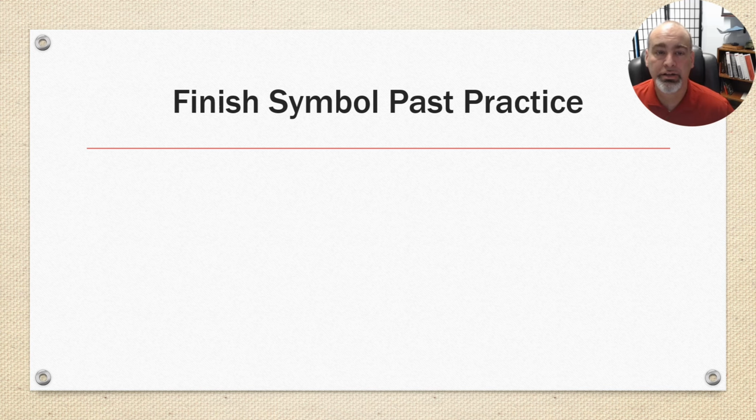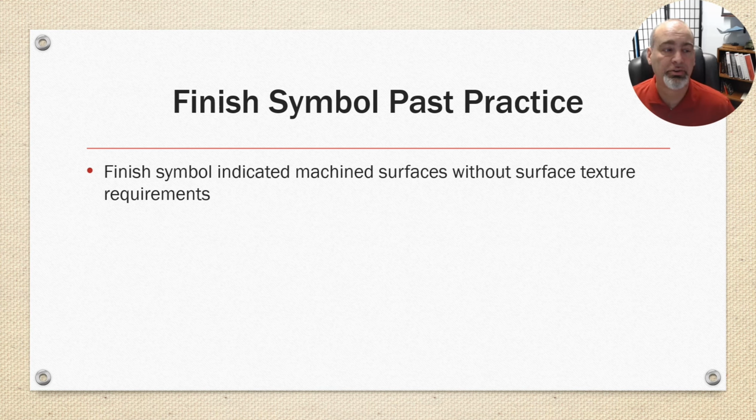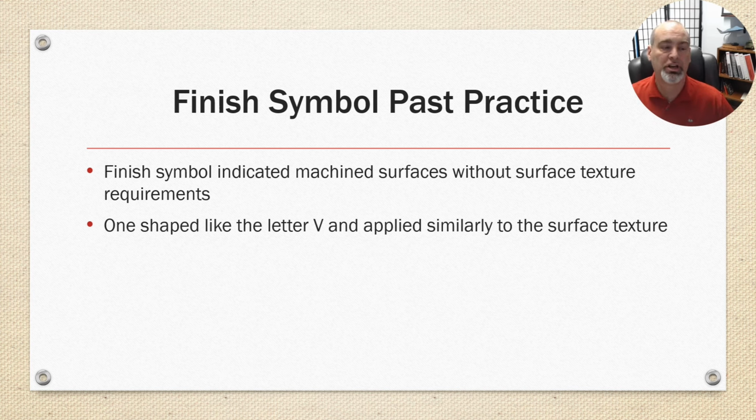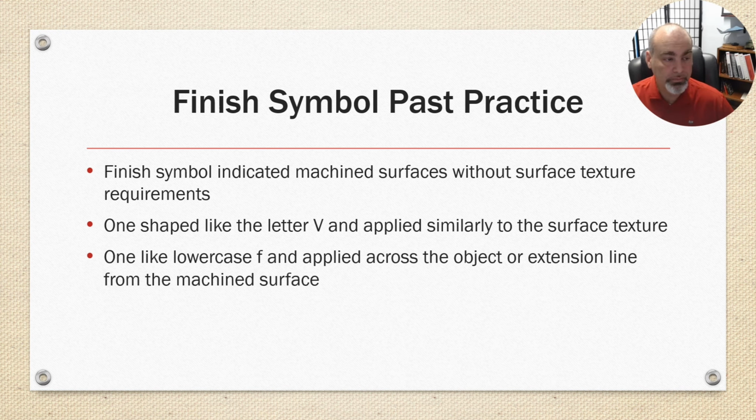There are historical finish symbols in past practice that are obsolete, but you might see them on older drawings. There's a finish symbol that indicated machined surfaces without surface texture requirements. There's one that's shaped like a V that's applied similarly to surface texture, so they do want texture on it. There's also one that's a lowercase f that's applied across the object or an extension line from that machined surface.